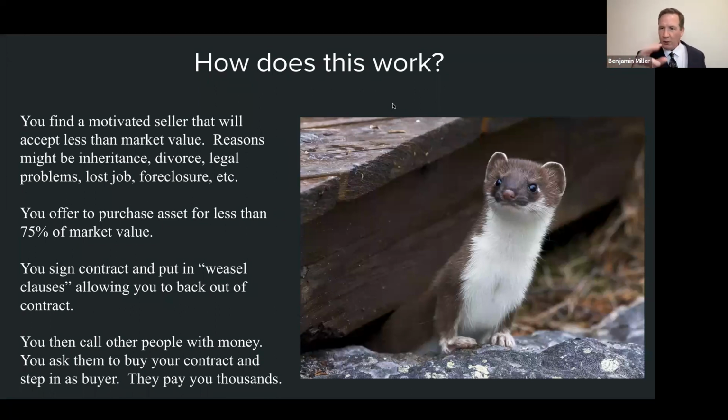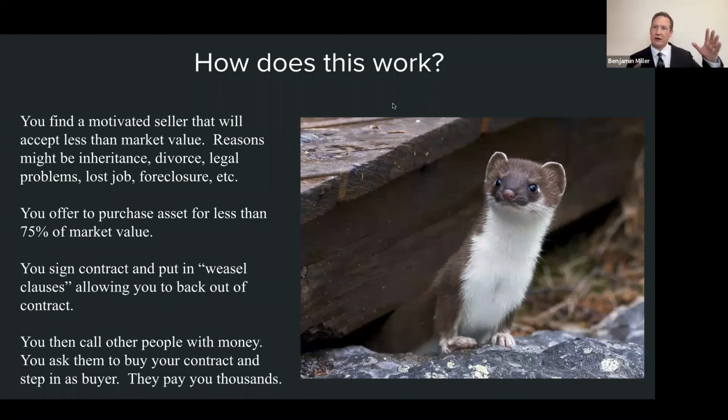But once you get the contract signed, you then can call other people with money and you can ask them to purchase your contract. You can say, my friend, I found a great deal. I'm bringing it to you. I just want to make some money on it. I just want to assign it to you.